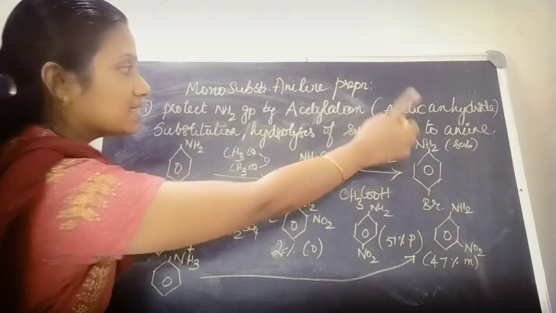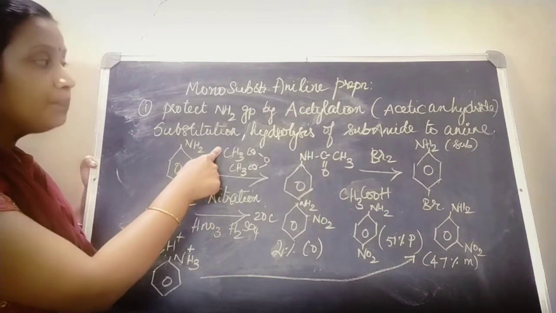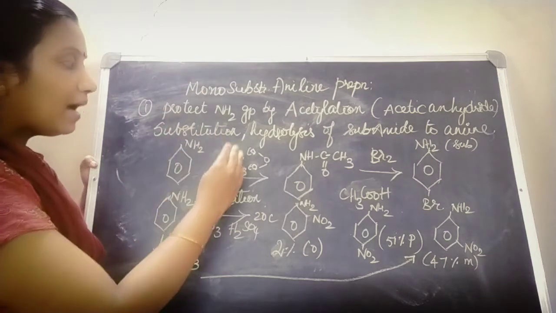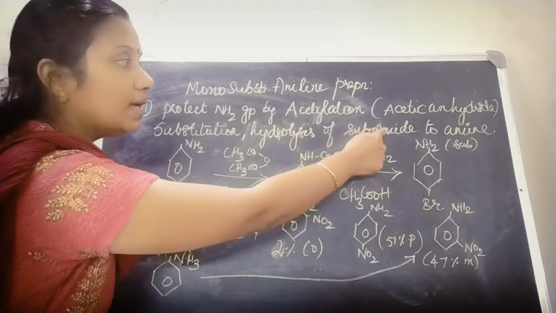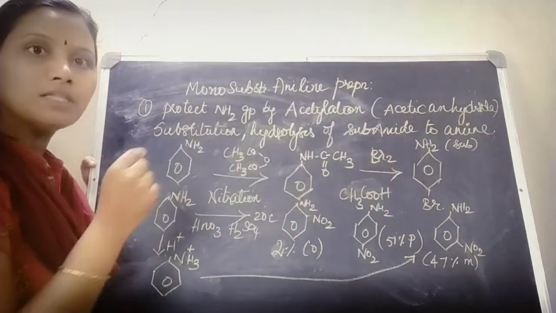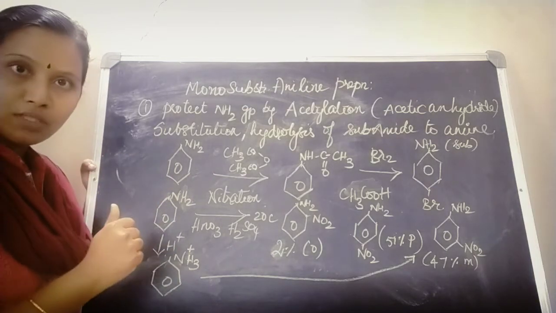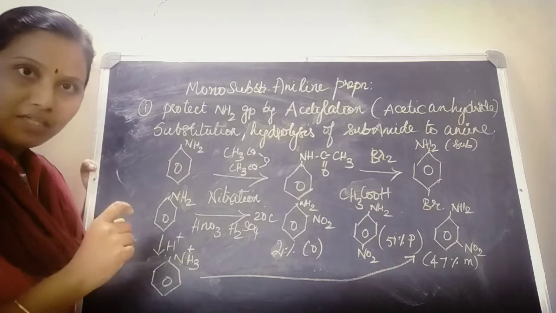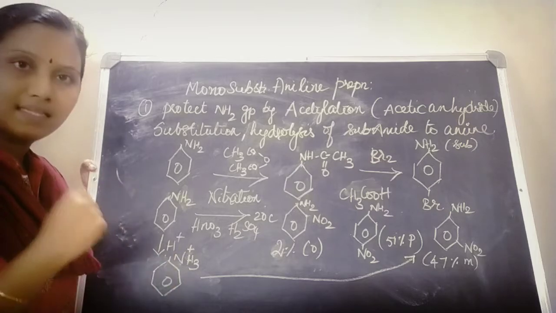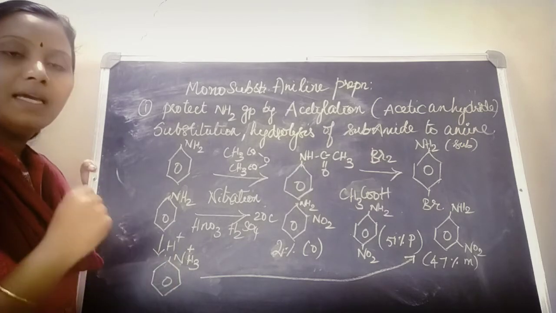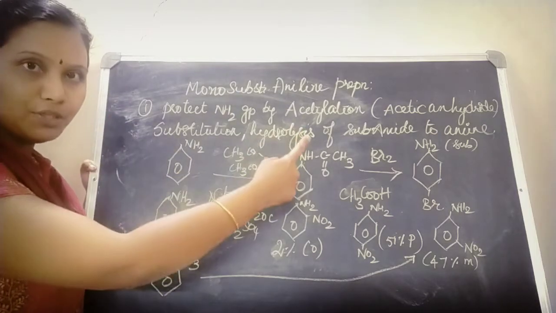So I am going to add acetic anhydride here. Substitution happens, followed by hydrolysis of the substituted amide, which will be converted to substituted amine derivatives. Clear? To prepare mono-substituted aniline, I have to protect the NH2 group by acetylation, adding acetic anhydride. I will get a substituted amide, which upon hydrolysis gives substituted amines.